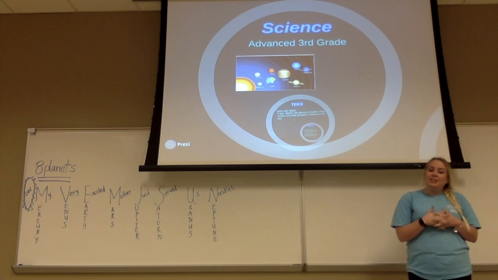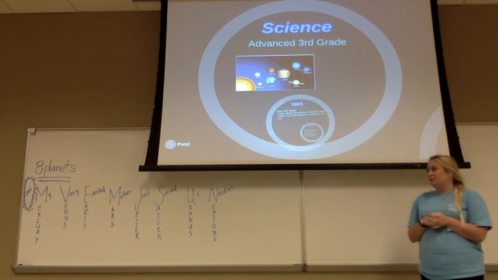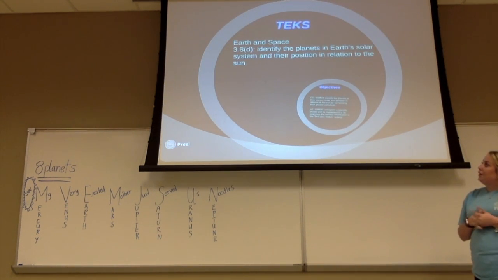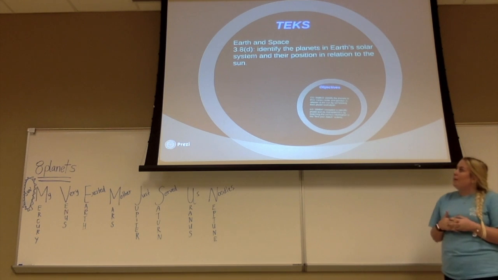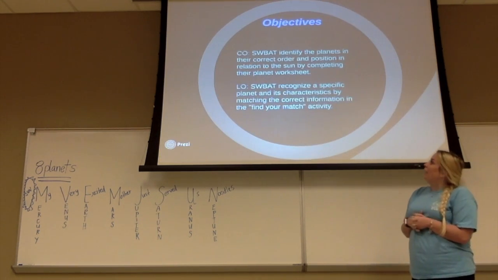We are doing 3rd grade science, and our students are advanced ELL learners. We have our TEKS, which is with Earth and Space, and it's 3.8D. Identify the planets in Earth's solar system and their position in relation to the sun. And we have our objectives.